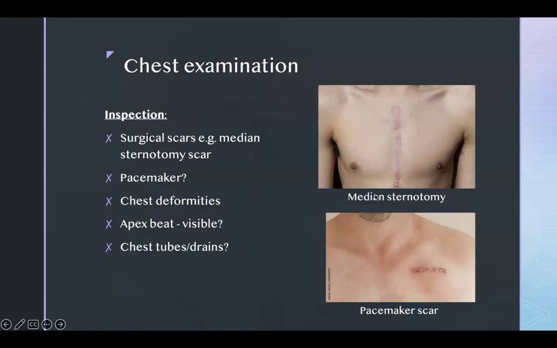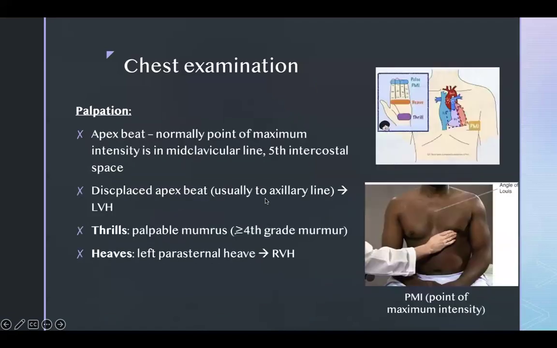Look for chest deformities like pectus excavatum and pectus carinatum. We explained that in the respiratory exam video. Look for the apex beat, whether it's visible over here or not, and look for any chest tubes or drains. Usually patients with pneumothorax or hemothorax would have a drain attached somewhere there in the mid-axillary line. So inspect both sides for any drains attached. Look at the surroundings of the bed of the patient and note any drains there.